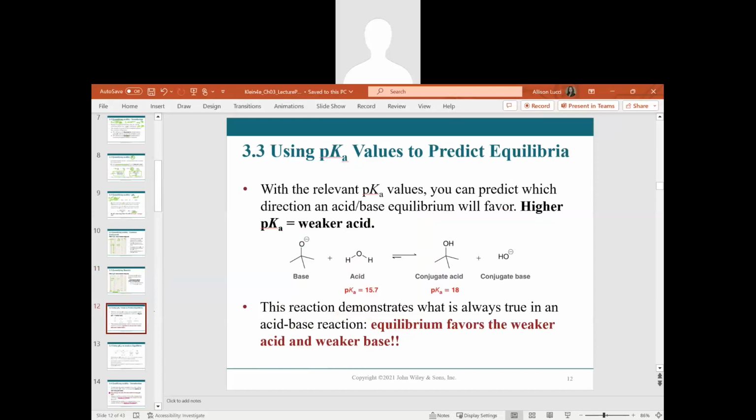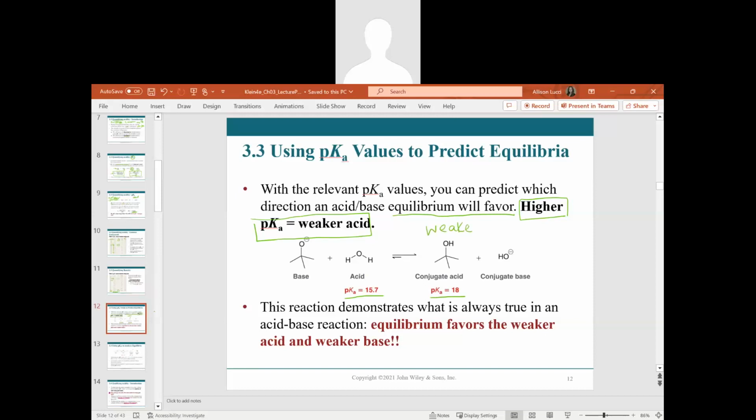So let's take a look here and see if we can predict which direction equilibrium will favor. Again, they remind us here that the higher the pKa value, the weaker the acid. And the equilibrium will favor the weaker acid being formed rather than the stronger acid. So let's see if that's the case in this example. We have our two acids with their pKa values shown. We have water, the pKa is 15.7, and then we have this alcohol over here, which has a pKa of 18. So the higher the number, the weaker the acid.